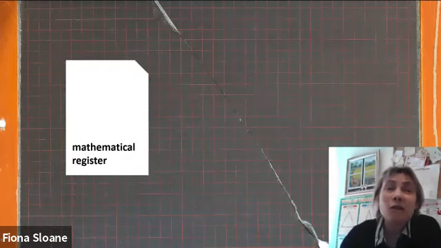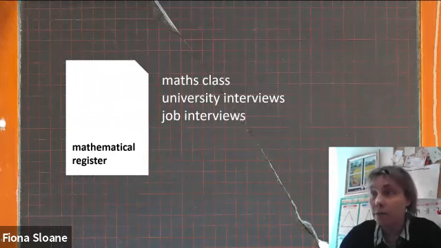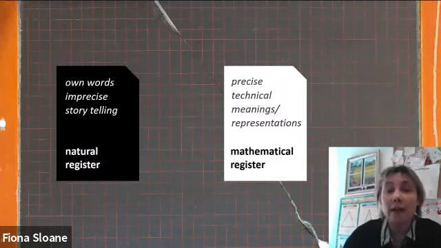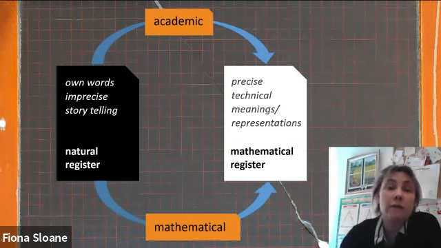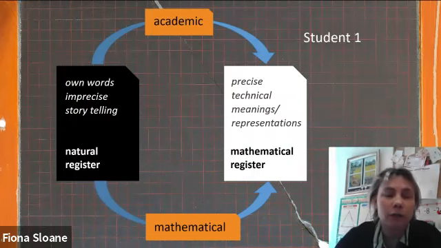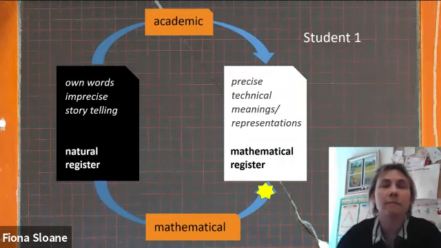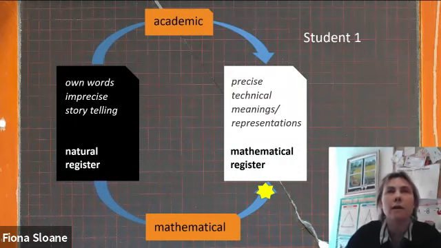Mathematics register, not a great deal of use for it other than maths class or university interviews or job interviews. There's not a great deal of need for the students on this, but there is an academic element to this. So if we look about getting from one to the other, we have two strands in this. We have academic and mathematical language. Now, if you imagine, say, student one, I'm going to assume that, of course, because all of you are excellent teachers, the mathematical register here is spot on. They know all their words completely.